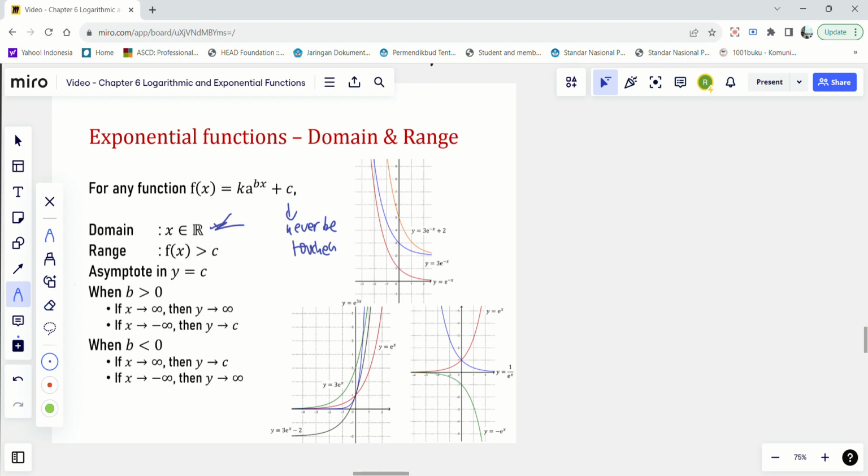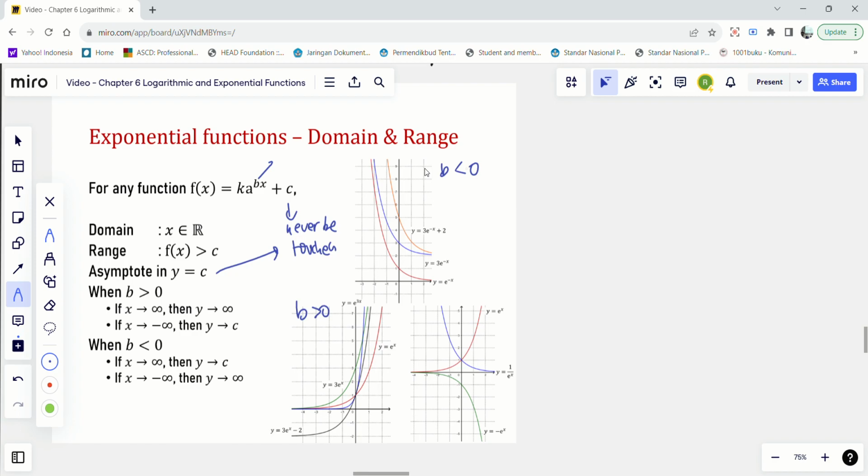So that's why the range is, sorry, I want to erase this, y more than c, or f(x) more than c, and then it's called the asymptote, at y equals c. Now, if the value of b is positive, like this case, the graph will look like this. This is when b is more than 0, for example. But when b is less than 0, you see it's a bit different. The graph looks different. It's something that you can explore further, but that's a rough idea of how we know the graph of an exponential function, or how you sketch an exponential function graph.